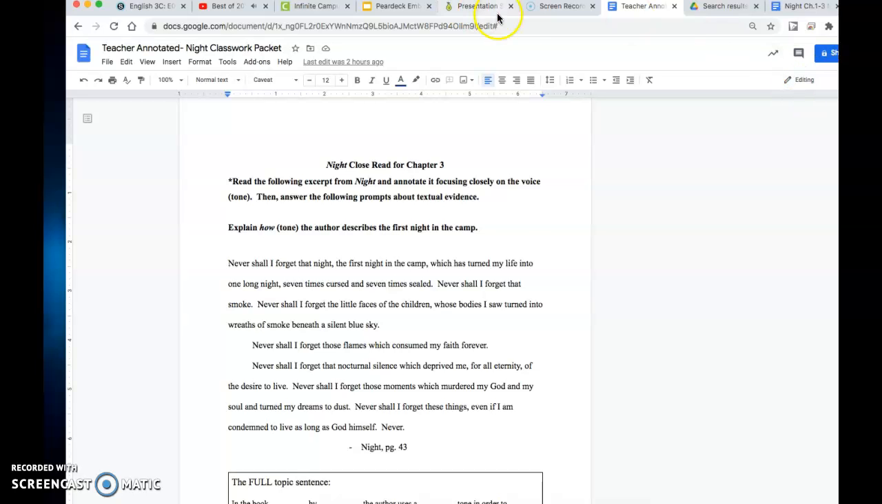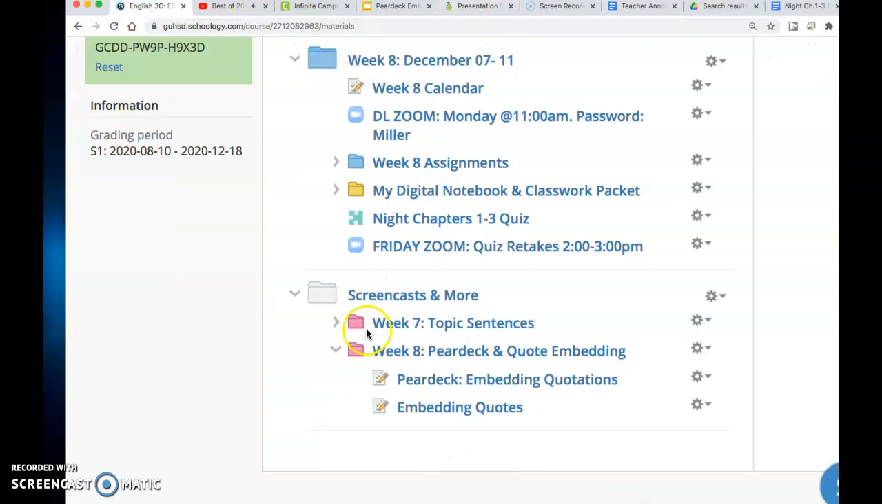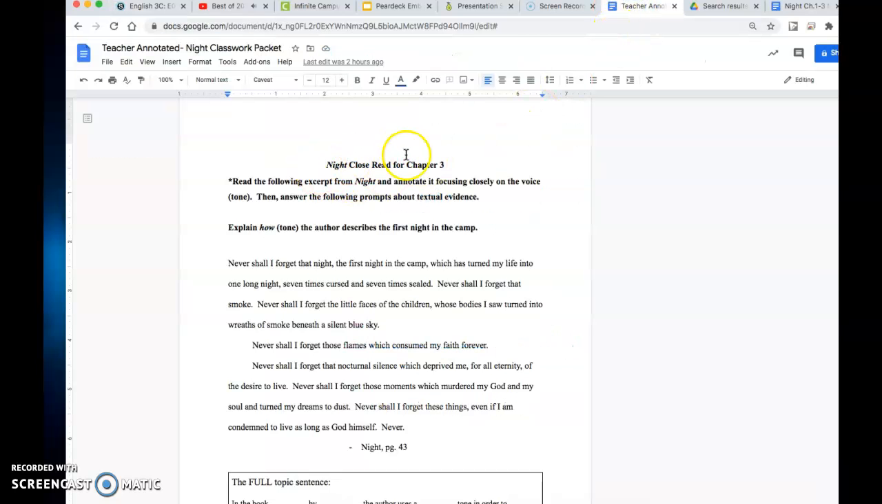What I would suggest you start with is going into Schoology under this folder and starting with this Pear Deck. We started with this Pear Deck in class, and it's like a PowerPoint that we're going to go through and make sure we know what embedding or blending quotes looks like. Once you've done that, you'll want to come back to the Chapter 3 close read and annotate it.